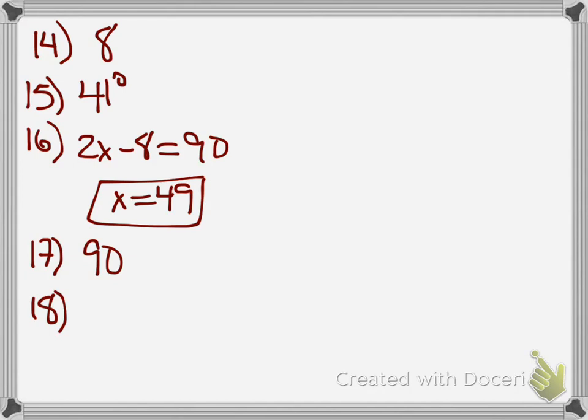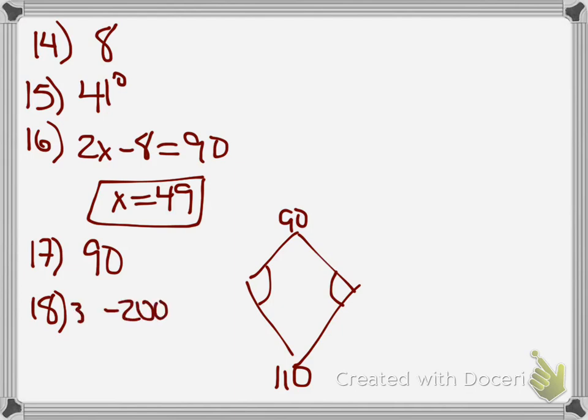If you know that, say here, and this is not drawn correctly, this is 90 and this is 110, how would you find these two? These two are the same. You would add up the 90 and 110 to get 200 degrees. You would subtract that from 360 to get 160, and then you would still divide by 2. That way you're splitting them up equally to find out this is 80 degrees, or this is 80 degrees. And so the answer there is 80.